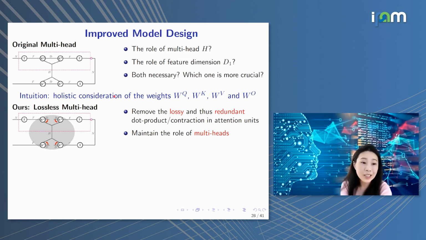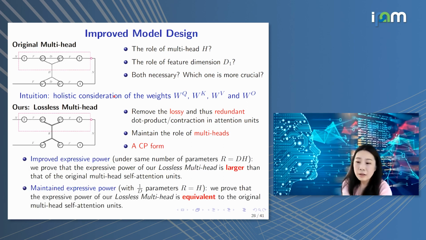You can reshape that third order tensor into a 2-order matrix, and then it actually becomes a CP form. Coincidentally it becomes a CP form, but if you do a holistic consideration of the weights, it actually becomes a tensor, and you can use tensor representation to understand how to represent that tensor. As I said already, you can have improved expressive power. You can prove that under the same number of parameters, this R here becomes DH, or you can maintain expressive power by just removing these edges, so essentially you only need 1/D such parameters.